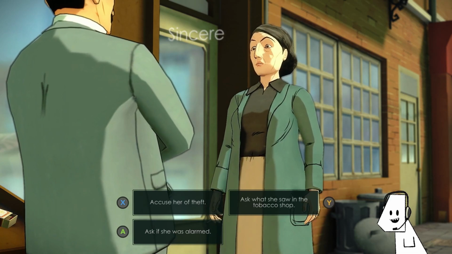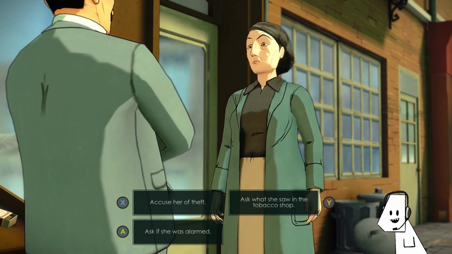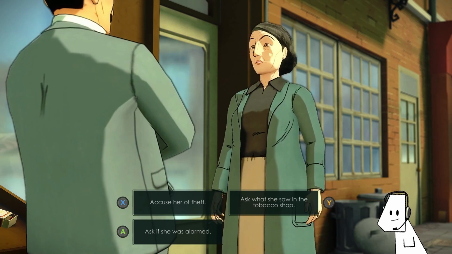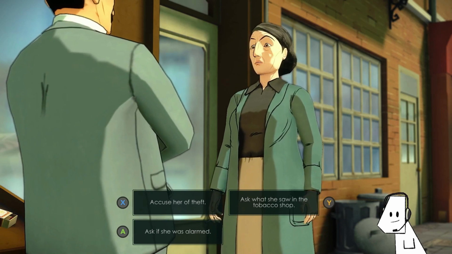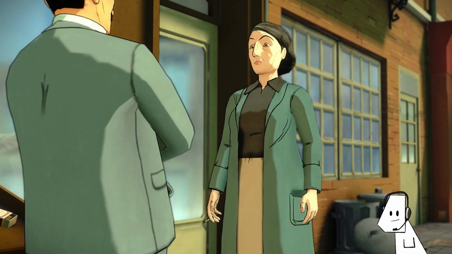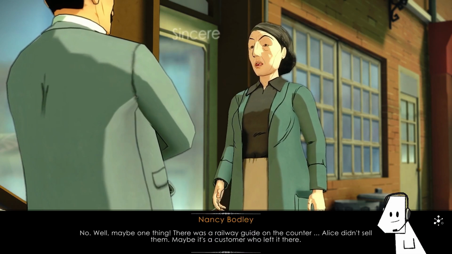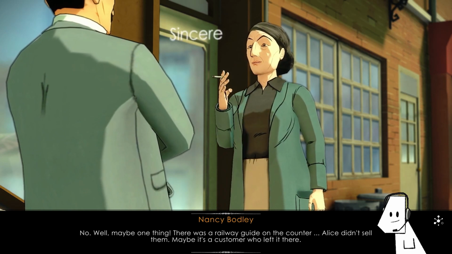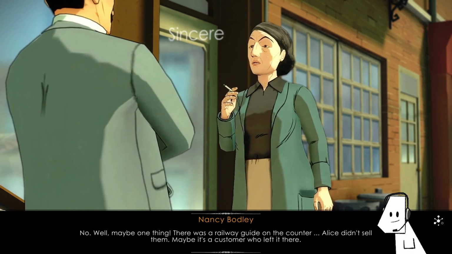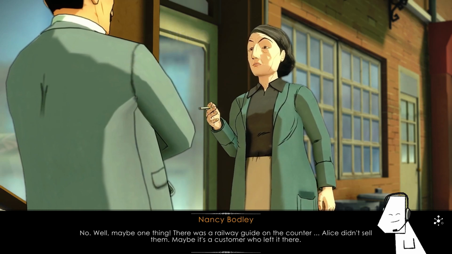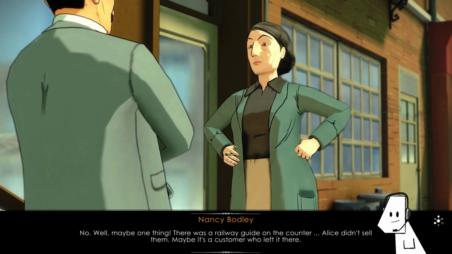So I'm not accusing her of theft. Let's ask what she saw in the tobacco shop. Did you see anything unusual in the shop? No. Well, maybe one thing. There was a railway guide on the counter. Alice didn't sell them. Maybe it's the customer who left it there.